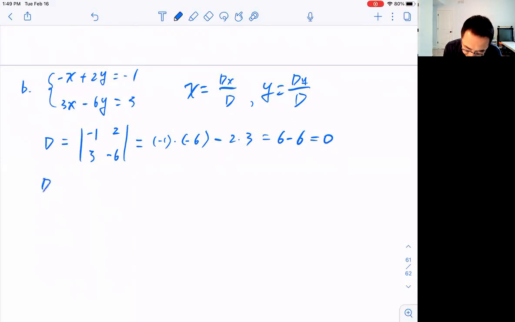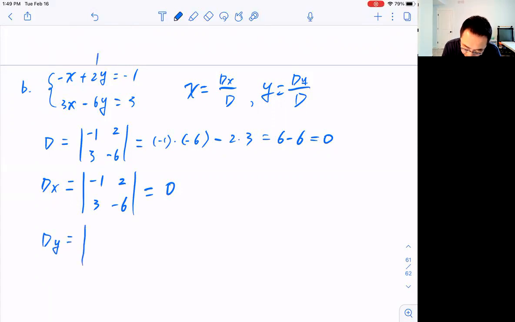Now we need to figure out if dx and dy are both zeros, right? So dx, again, is to replace the coefficients in front of x's with the constants, okay? So to do that, we have negative 1, 3. These constants happen to equal exactly the same coefficients right there, right? So then 2 and negative 6. And you can see this looks exactly like the determinant you're trying to calculate in D, so we know that it equals 0.